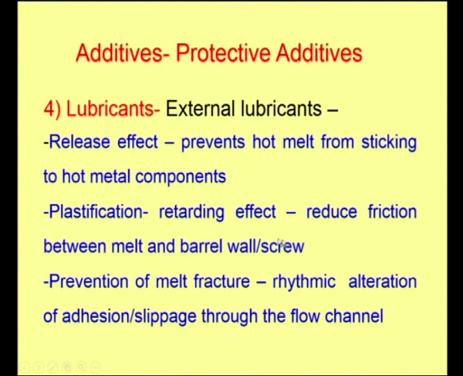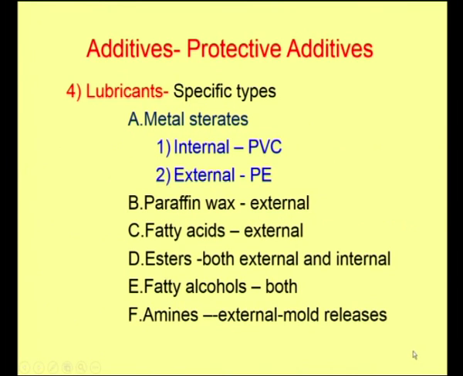And then, prevention of melt fracture. Melt fracture is a type of molding defect that is usually observed in the injection molding process, where the surface of the melt will have a non-uniform configuration. That is what we mean by melt fracture. That is, rhythmic alteration of adhesion or slippage through the flow channel, that has to be prevented. That is where we add external lubricant.